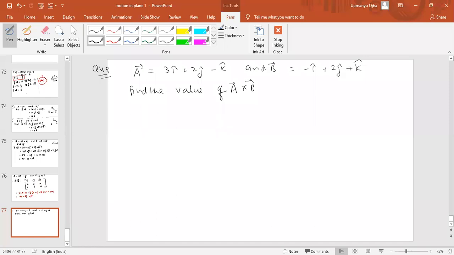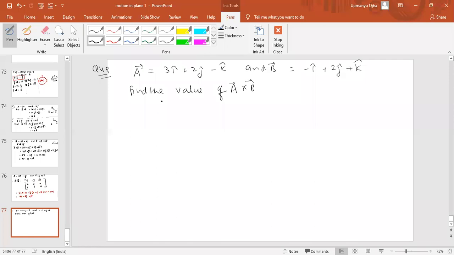Your midterm test this week, I think you got the message of that test there. That 50-mark test will be there, I think. The syllabus is up to motion in a plane. We have two topics left: projectile and relative motion in 2D. Then we will revise that topic. It is NCERT only.